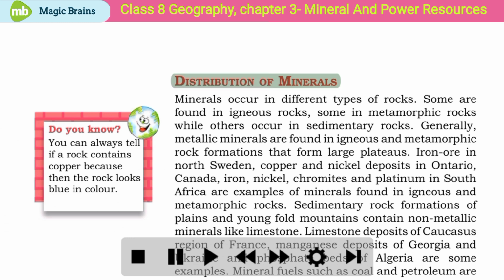Page number 24. Distribution of minerals. Minerals occur in different types of rocks. Some are found in igneous rocks, some in metamorphic rocks, while others occur in sedimentary rocks.